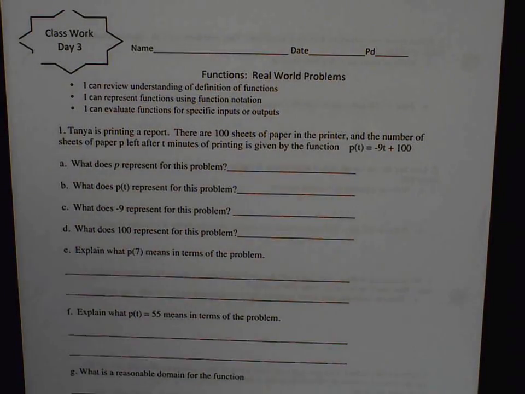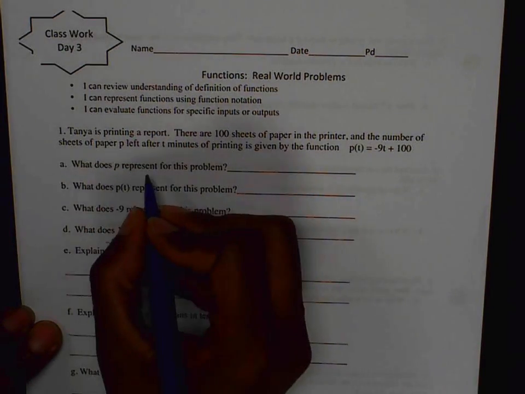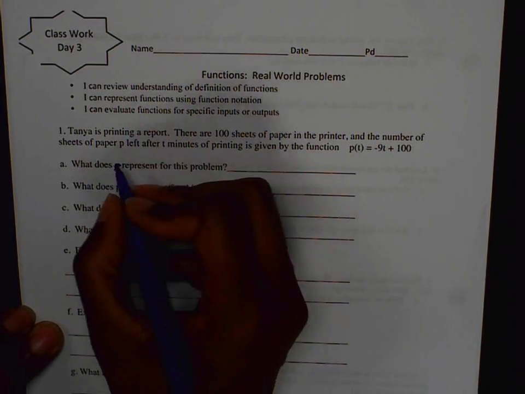Okay, this one's classwork day 3, functions, real world problems. So we're going to go through, we're going to have to write things out and what they mean in everyday language. And so we'll just have to explain what everything is. Sorry, I already found a typo. Do me a favor, and where it says what does P represent, let's change it to a T.